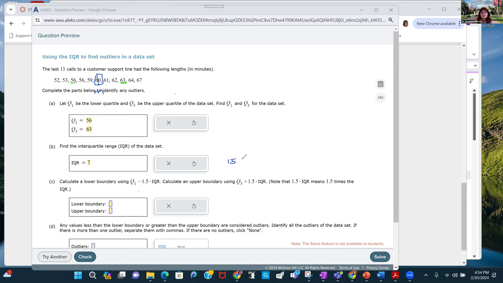Right, 1.5 times 7. I mean, 1 times 7 is 7. A half of 7 is 3.5. So that's 10.5, right?